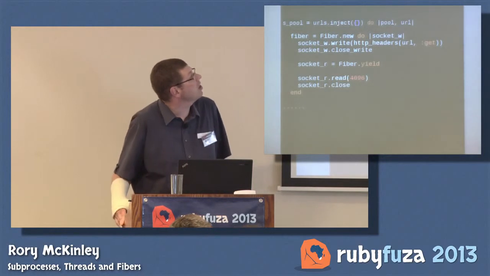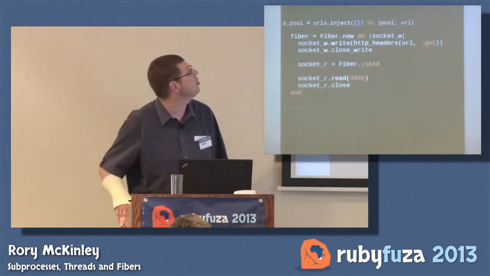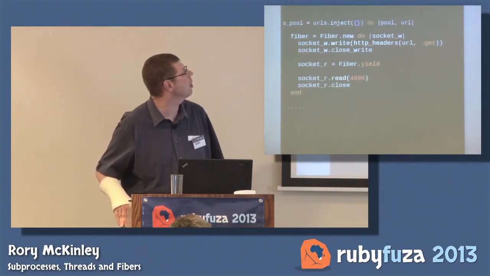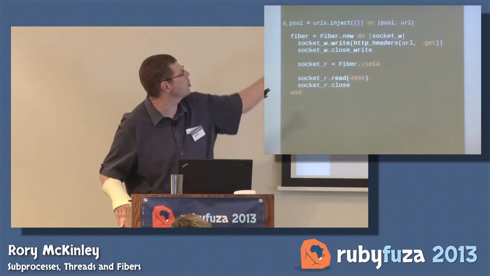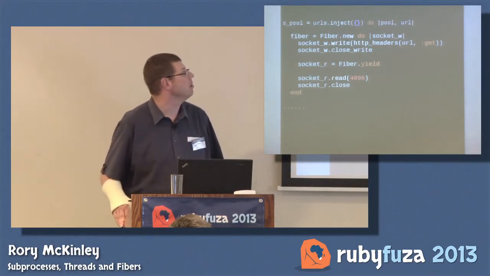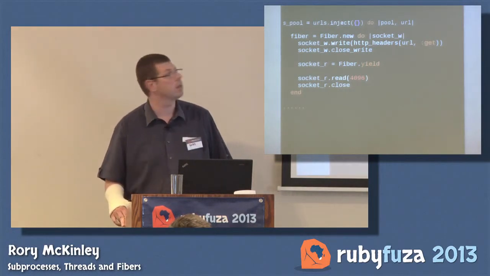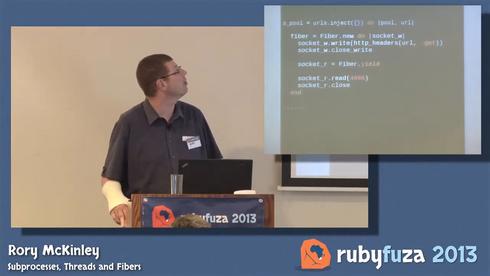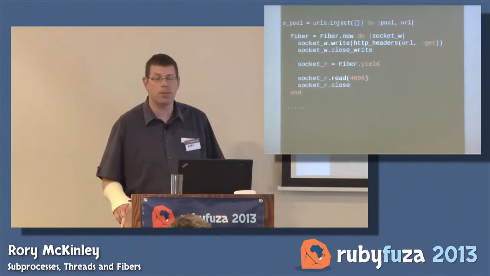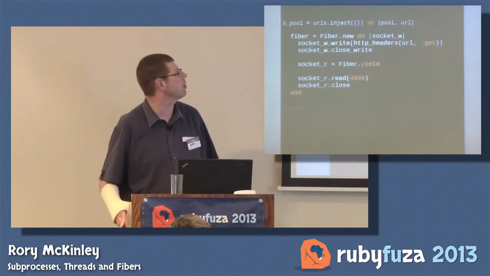So inside the fiber, we've got stuff that looks very familiar to what we saw with forks and threads, except there's two new things. We're passing in the writing socket as an argument to the block. And sort of in the middle there, we've got socket underscore R equals fiber yield. So fiber yield, in one instance, can be thought of as something similar to yielding in a block. It's relinquishing control to the calling fiber. And at the same time, it also serves the purpose of being able to transfer data in and out of the fiber, which we'll touch on a bit later.